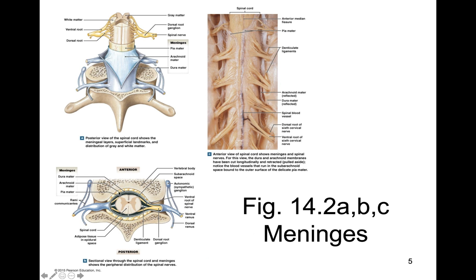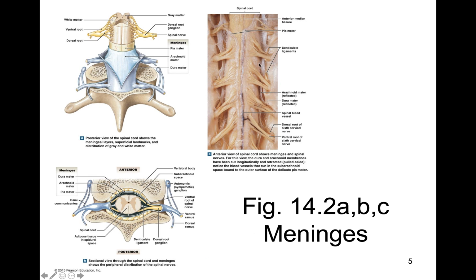Looking on this picture, this is the sectional view. That's what we saw on the previous slide. So you have the meninges. You can also see some fat, some adipose tissue there. Another thing I want you to notice is this geniculate ligament. It's coming off of this pia mater, and that's what you can see here as well. So you can see these geniculate ligaments that are coming off of the pia mater. So you have the pia mater there, and then you have the geniculate ligaments.